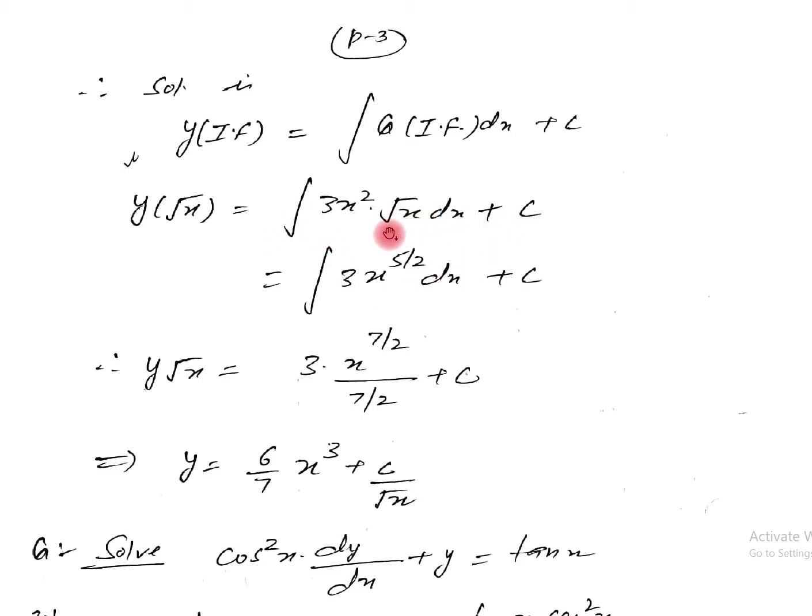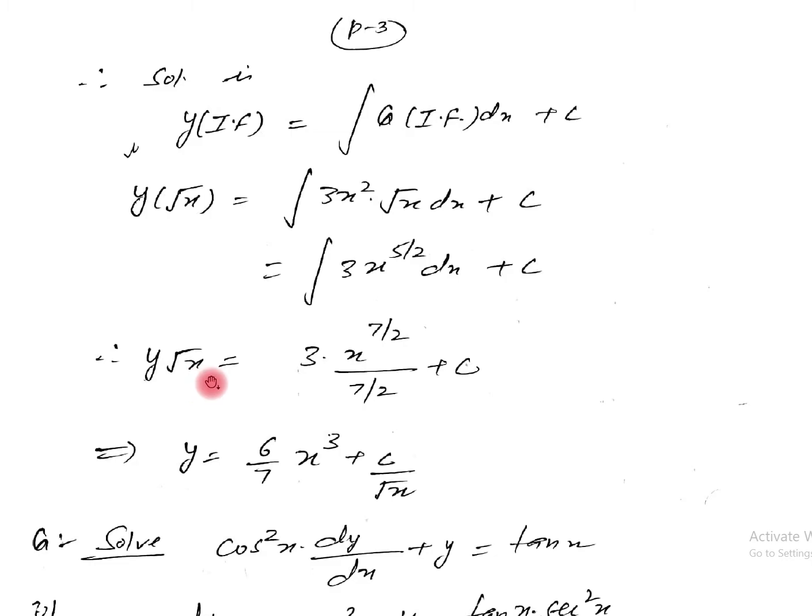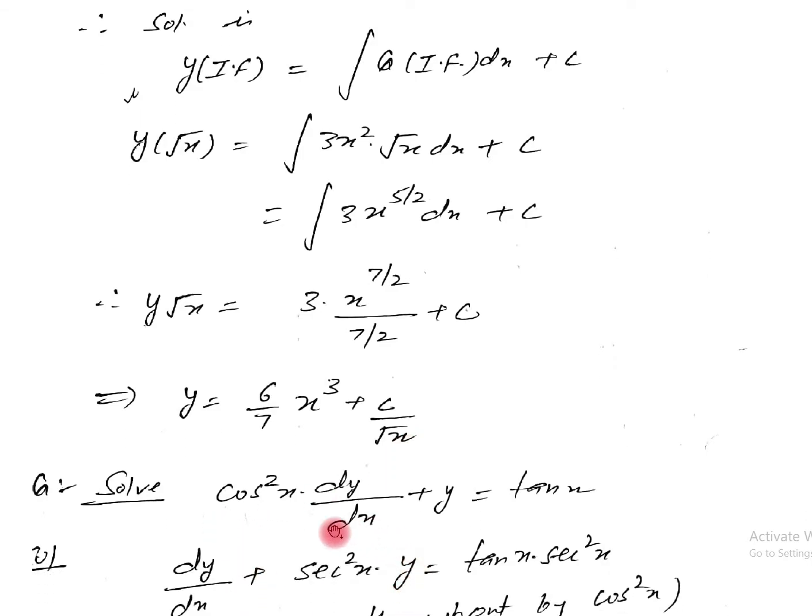We can collect the power of x here. It is 3 into x raised to power 5 by 2. Then integrating it, we are getting y under root x equal to 3 into x raised to power 7 by 2 upon 7 by 2 plus c. Therefore, collecting all the terms, this implies y equal to 6 by 7 x raised to power 3 plus c upon under root x. Taking this under root x to this side, we will get the solution of the given linear differential equation. Let us see the next question.